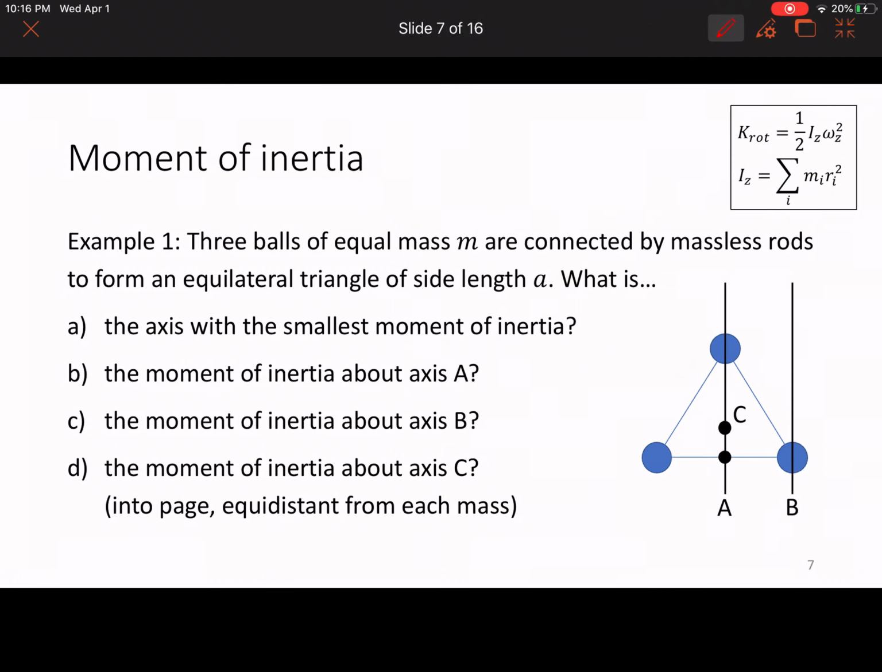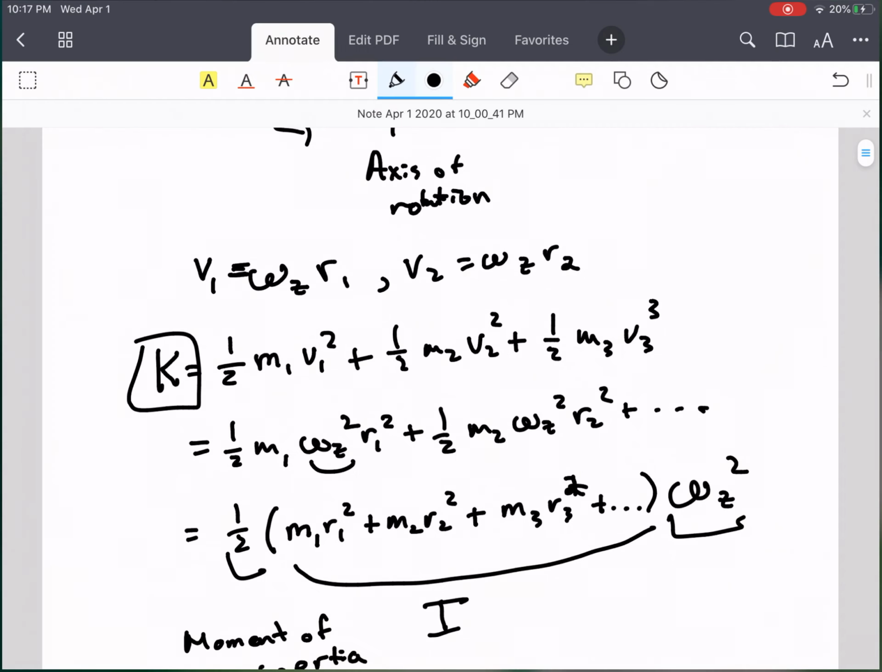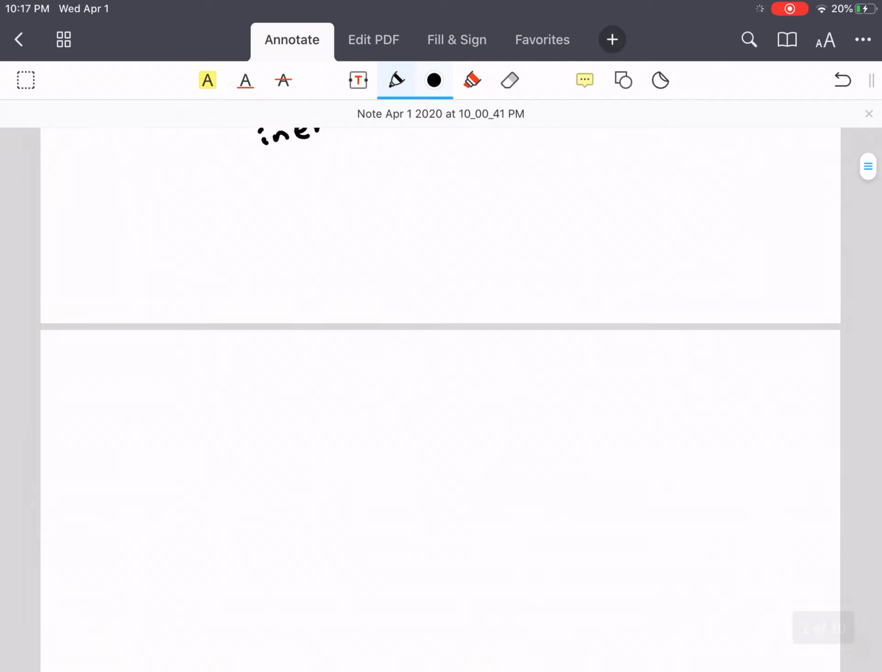So now what I want you to do is take a few minutes and use this formula. It's just geometry now that I'm asking you to do, and figure out what the moments of inertia are about axis A, B, and C. And if you've done everything right, you should find that A is in fact smallest. All right, so I'm going to go ahead and assume that you've paused the video and solved this problem. Let's go ahead and go over the answer together.